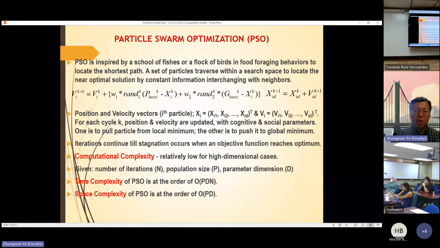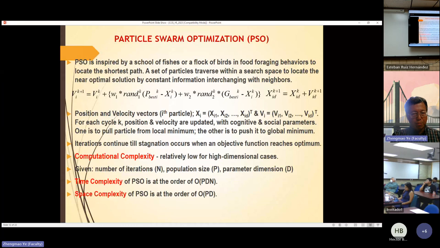Particle swarm optimization. PSO has been inspired by a school of fish, a flock of birds, and their food foraging behavior to locate the sorted parts. A set of particles traverse within the search space to locate the near optimal solution by constant information interchange with the neighbors. So in the two formulas, both the position vector and the velocity vector are defined. For each cycle, position and velocity are updated with cognitive and social parameters. The former is to pull the particle from the local minimum. The other one is to push it to the global optimal. Our iterations continue until stagnation occurs when the objective function reaches the optimal.